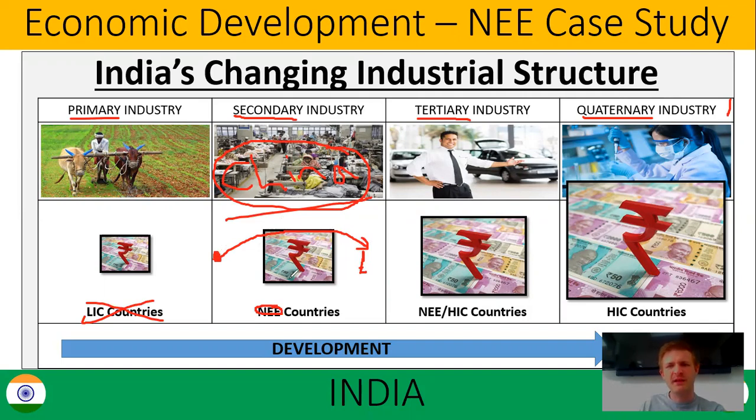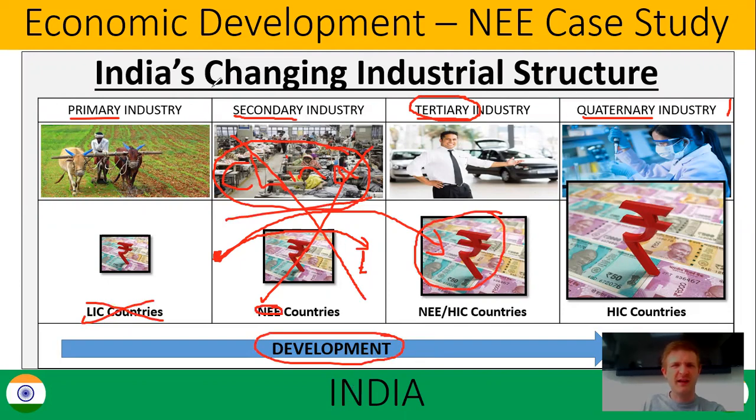But what India has been clever about is actually trying to skip this sector altogether. And India is trying to get more into this sector because they've realized if they can do the tertiary sector more, they can earn more money and they can develop faster. So that's what India is trying to do.